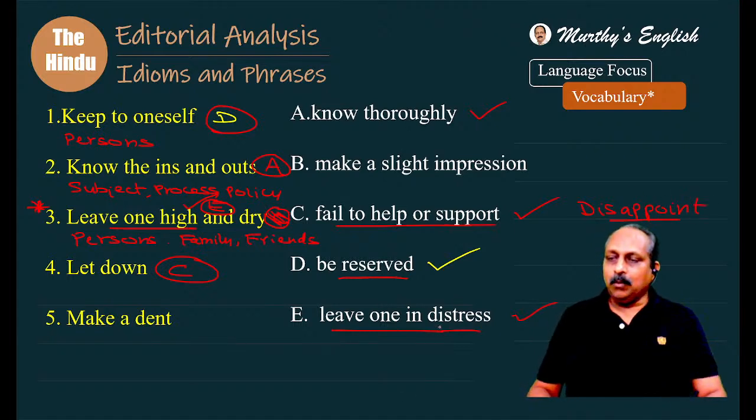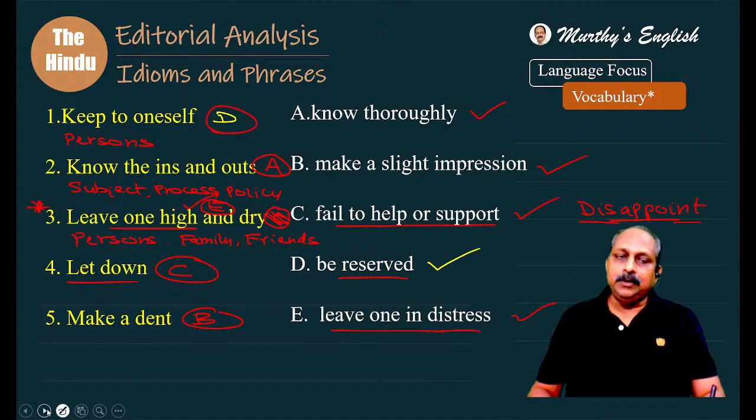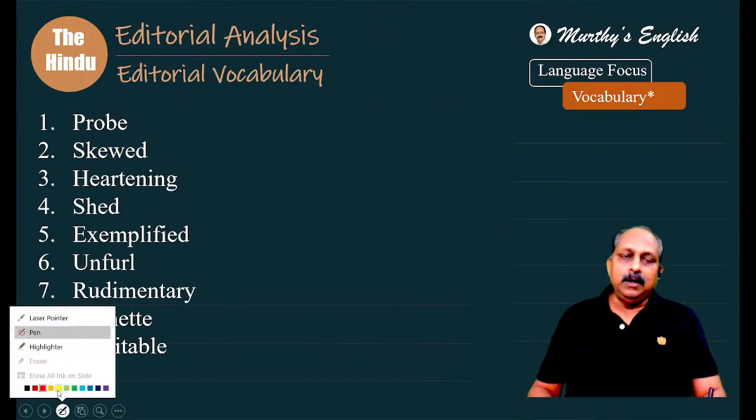I usually give one word, that is disappoint. Make a dent means make a slight impression, not a major impact, subtle or slight impression. Make a dent. This is easy. I would like to reiterate, fourth one, though answer is C based on the options, the appropriate word, let down means what? Disappoint. Don't let down your parents means what? Don't disappoint your parents.